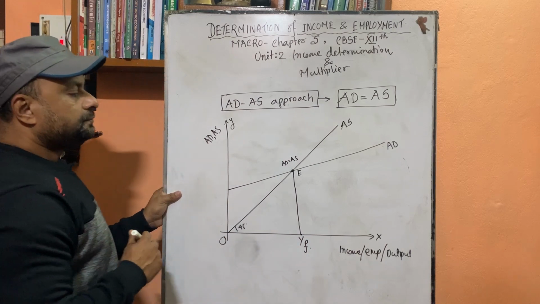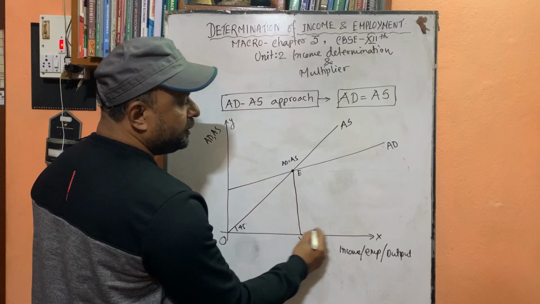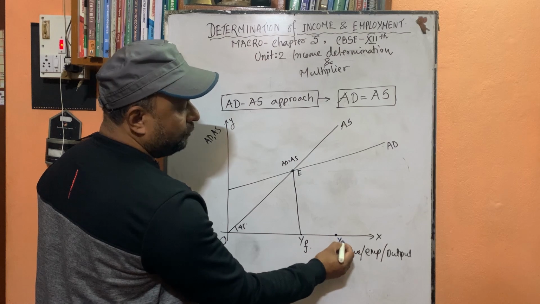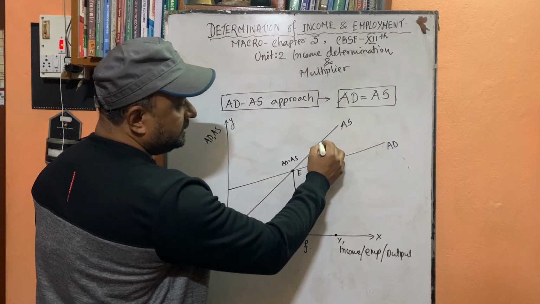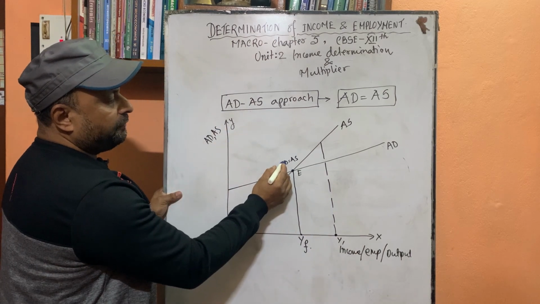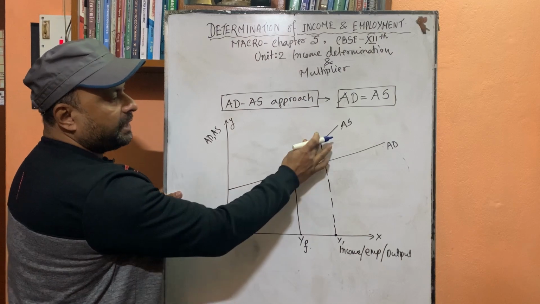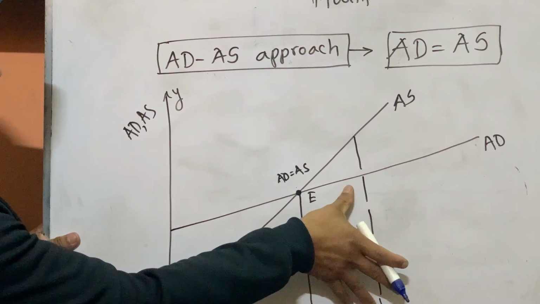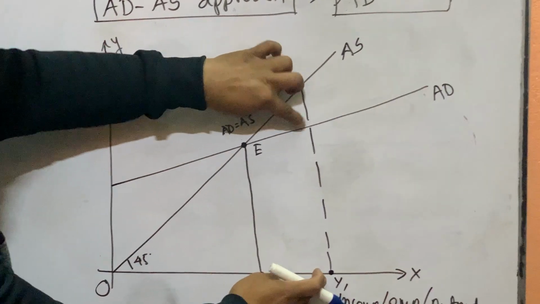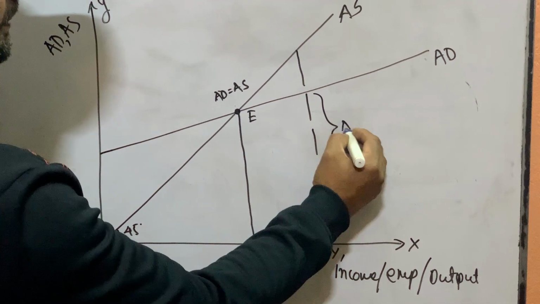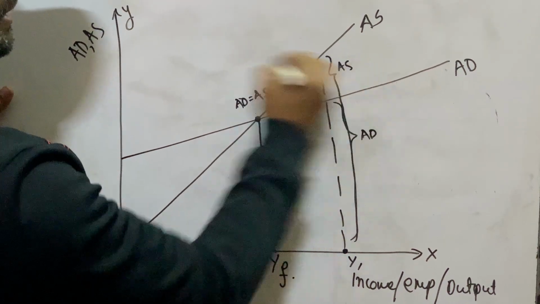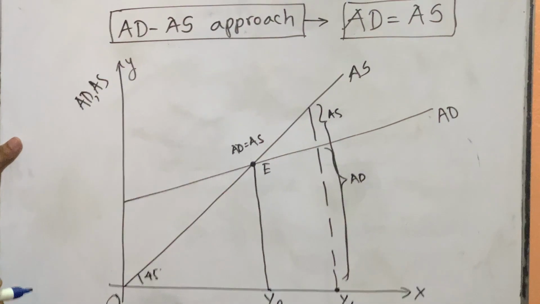Now if the country produces beyond that level, this is our full employment level. Suppose the country is producing at that level, Y1. Now what happens at this level? At the point E, AD and AS are both equal. But here it is not the same. Here aggregate demand is less and aggregate supply is more. This much is our aggregate supply, but this much is our aggregate demand. This is our aggregate demand, and this is the extra aggregate supply we are getting. So aggregate supply here is more than aggregate demand.